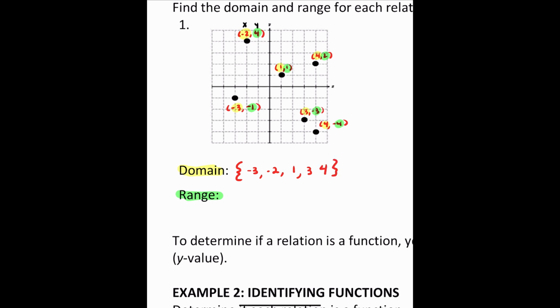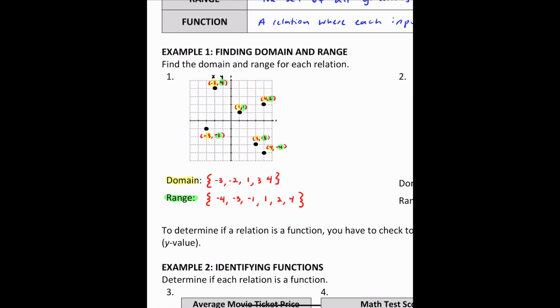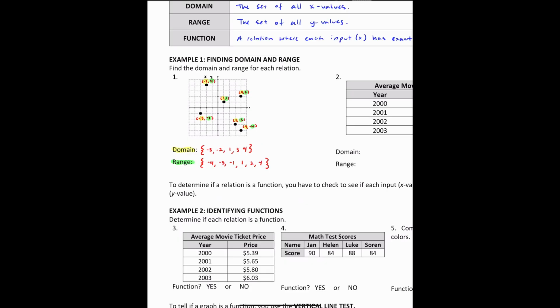That's our domain. Now for the range, again, is the set of all y values. So the smallest number that I can see is this -4. So we're going to write squiggly bracket, -4, comma, -3, -1, 1, 2, and 4. And that is the range for number 1.